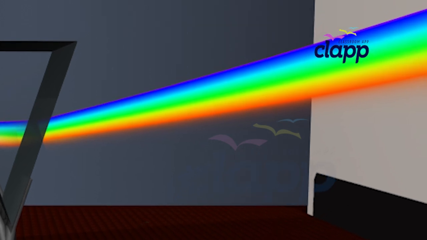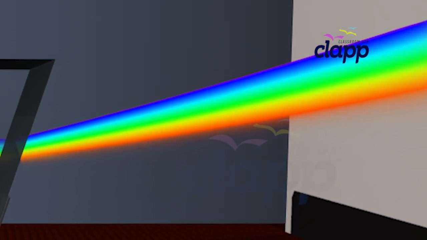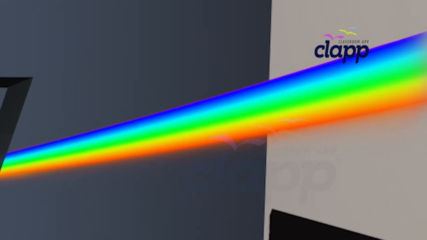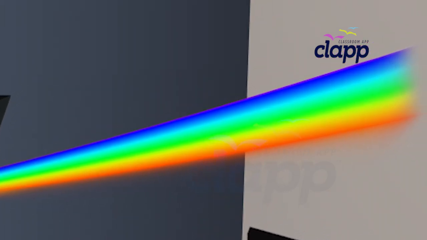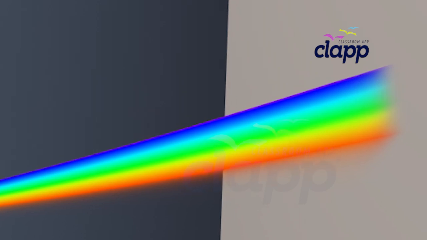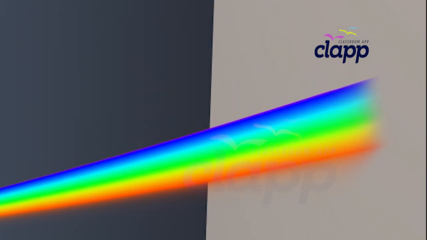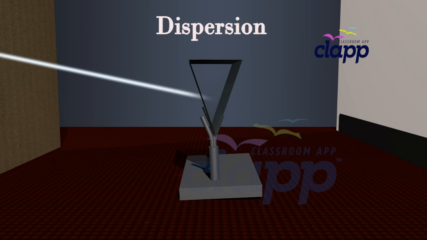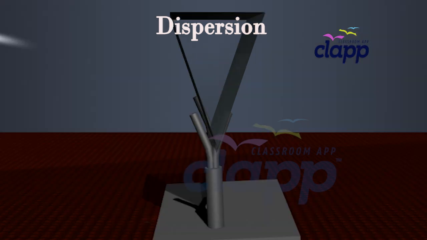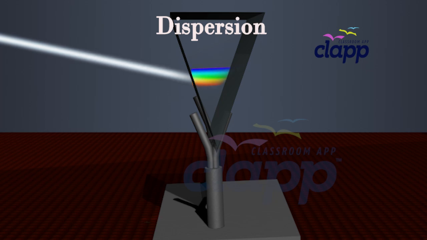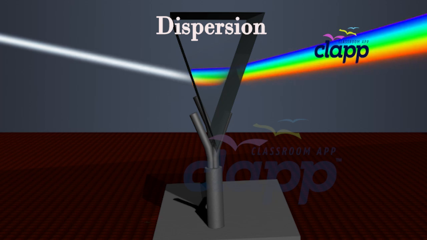The band of the colored components of a light beam is called its spectrum. You might not be able to see all the colors separately. Yet something makes each color distinct from the other. The splitting of light into its component colors is called dispersion. You have seen that white light is dispersed into its 7 color components by a prism.